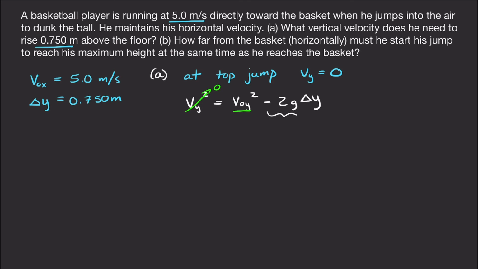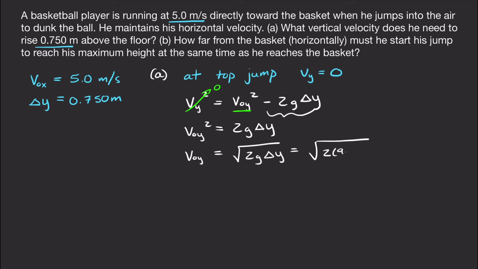So I'm going to move this to the other side and make it positive. So that's going to give me V naught y squared equals 2g delta y. And then I need to take the square root of both sides to solve for V naught y. And then I can plug in my values, 2 times 9.8 meters per second squared times my delta y value. And that gives me 3.83 meters per second.